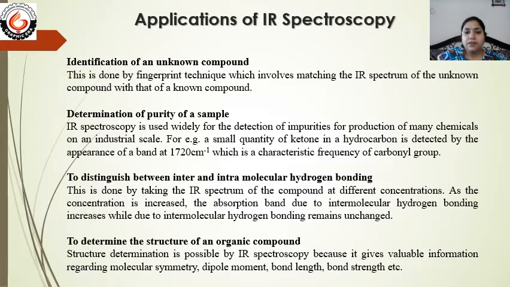Next is determination of purity of a sample. Say I have a sample of a drug which is an organic compound, and I just want to know whether any impurity is present or not. Obviously, if some impurity is present, we will get an extra peak for that impurity. If the impurity is not present, we will not get any extra peak. So in this way we can easily check the impurity of organic substances. Here an example is given, like a small quantity of ketone present in a hydrocarbon.